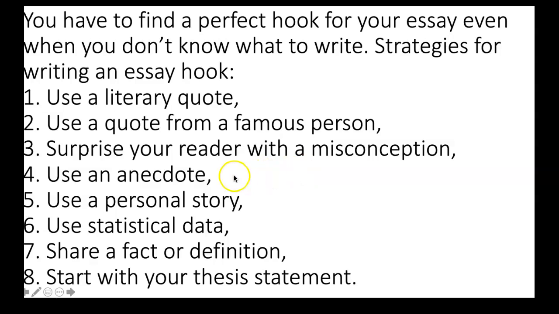Okay? An anecdote, which is kind of a short story, like I said, use that, but it has to relate to the story. Use something from your own personal story, something that speaks from you about the story. Like I said, I don't know how you would use statistical data, but hey, throw something out there.